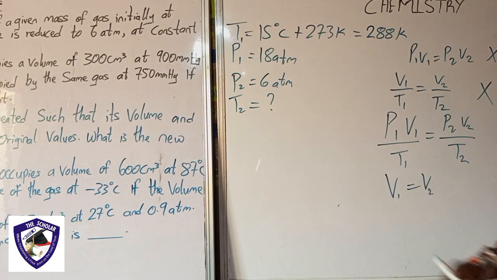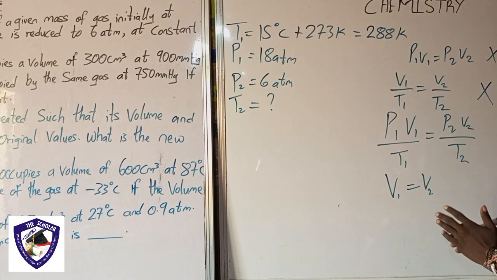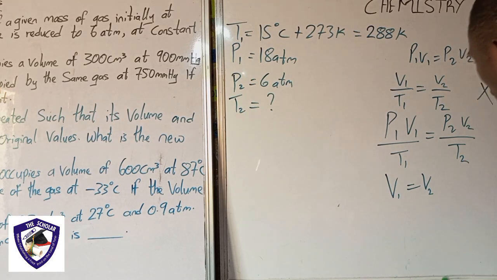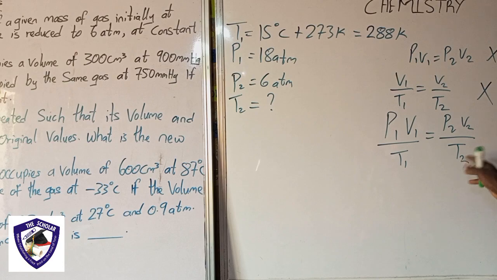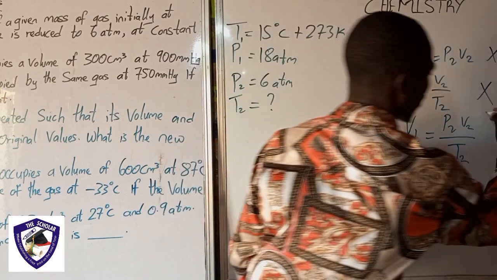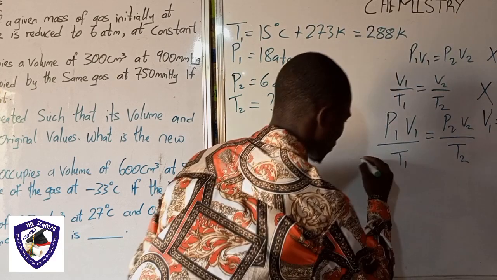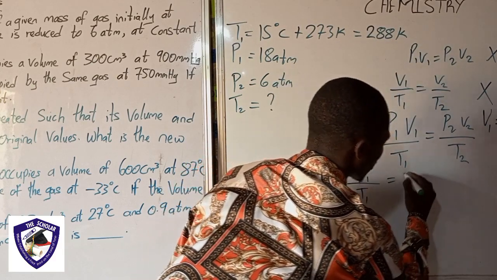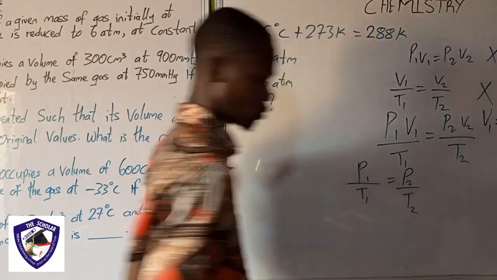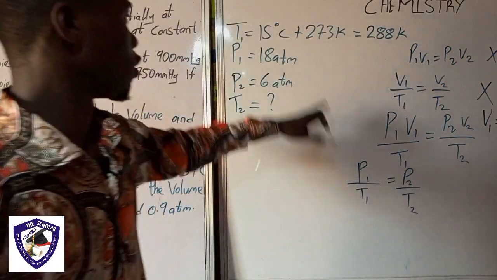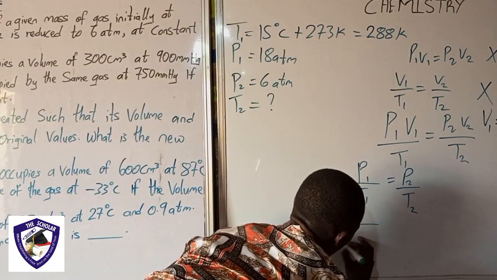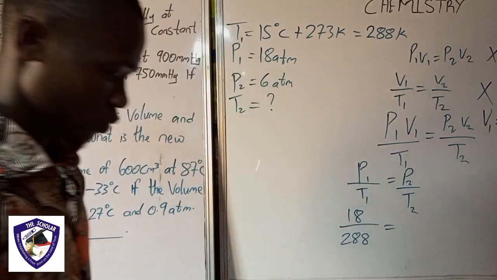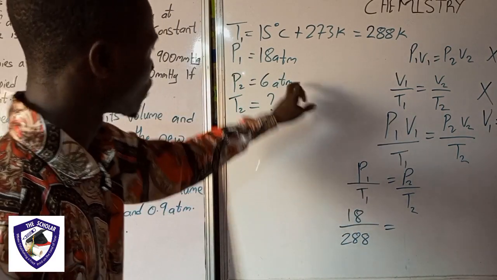It means the initial volume is equal to the final volume, that is, the volume is constant. So we are making use of P1 V1 over T1 equals P2 V2 over T2. At constant volume, since our volumes are equal, we are left with P1 over T1 equals P2 over T2. Now our initial pressure is 18 atm, 18 over our T1, 288 Kelvin, equals our P2, 6 atm.